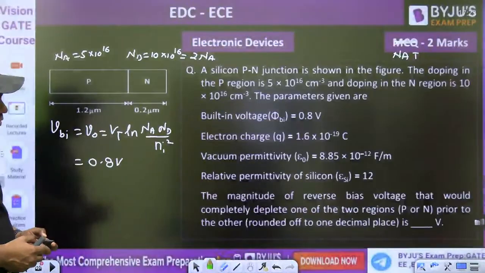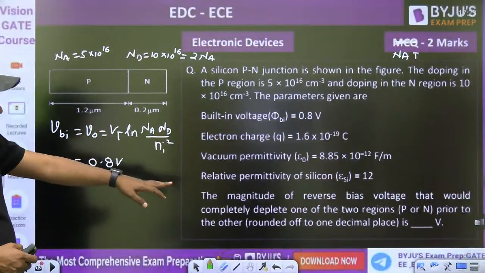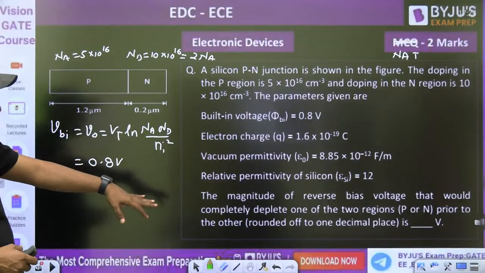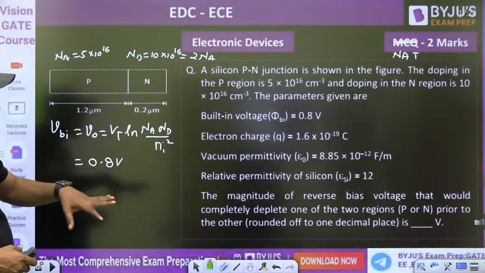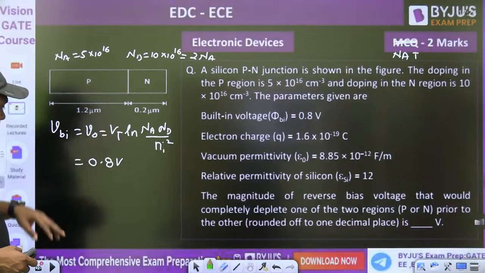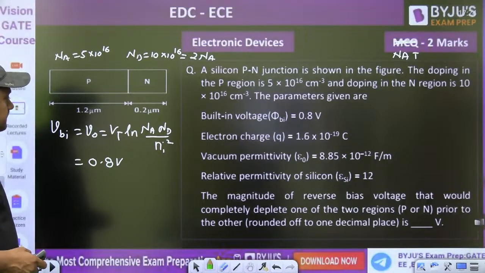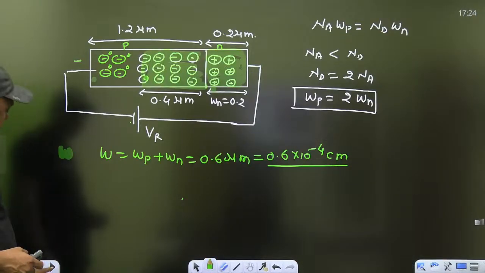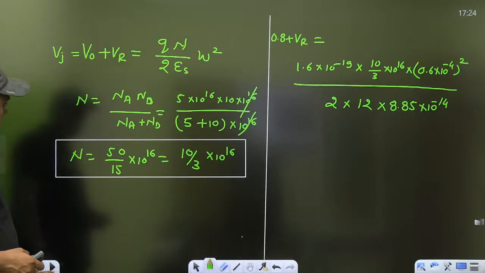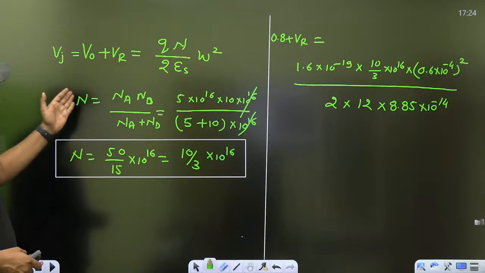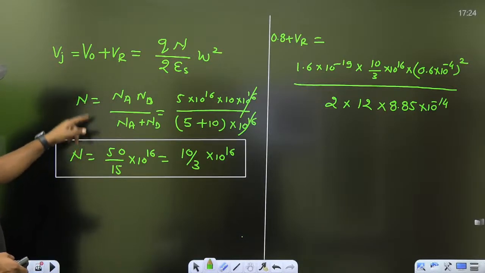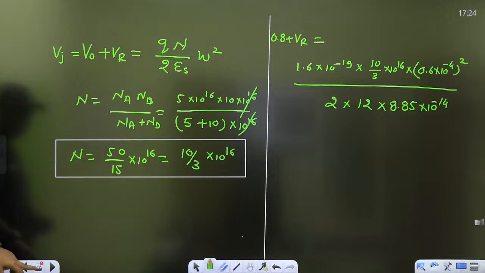Answers are available, guys. Don't worry. Okay. So the magnitude of reverse bias voltage that would completely deplete one of the two regions prior to the other region. Okay. Then next question. So directly, when Na and Nd are comparable, always find the N by using this formula.